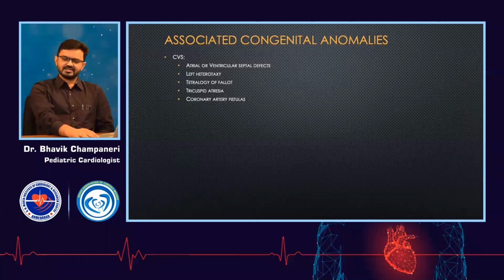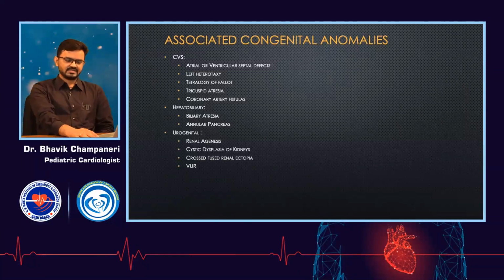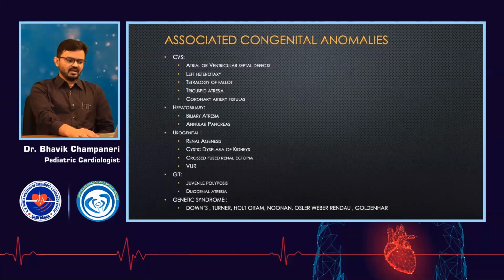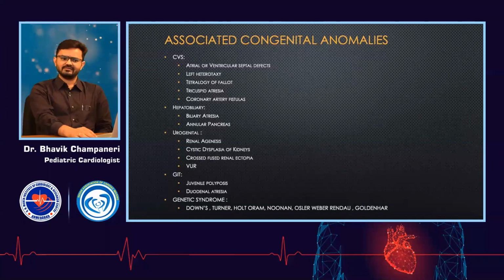Other congenital diseases include biliary atresia, annular pancreas, renal agenesis, cystic dysplasia of kidneys, crossed fused renal ectopia, vesico-ureteric reflux, juvenile polyposis, duodenal atresia. It's important, various genetic syndromes are also associated with development of congenital portosystemic shunt, and the most common out of that is Down syndrome, and we have come across 2 or 3 patients who had Down syndrome and congenital portosystemic shunts. Other genetic syndromes include Noonan syndrome, Holt-Oram syndrome, Turner syndrome, Osler-Weber-Rendu syndrome, Goldenhar syndrome, like that.